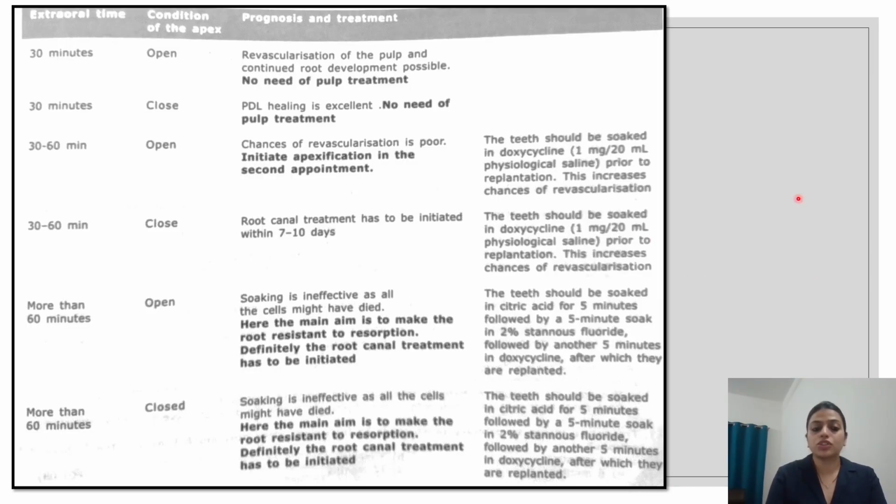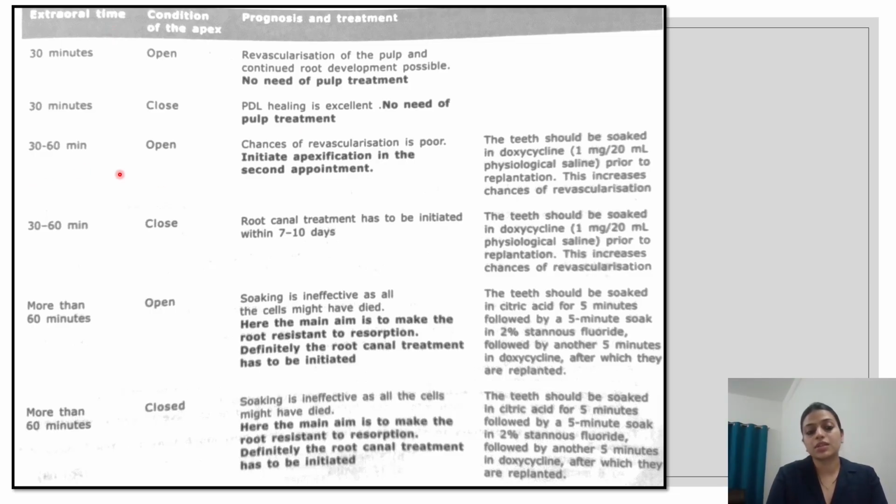So this is a short table summarizing the main factors, that is the extraoral dry time, the condition of the apex, and also what plays a role is the storage medium. So if it is 30 minutes and it's an open apex, then revascularization of the pulp and continued root development usually takes place. So there is no need for doing any root canal treatment. Then if it is 30 minutes but in a closed apex, your periodontal ligament healing is excellent. There is again no need for root canal treatment.